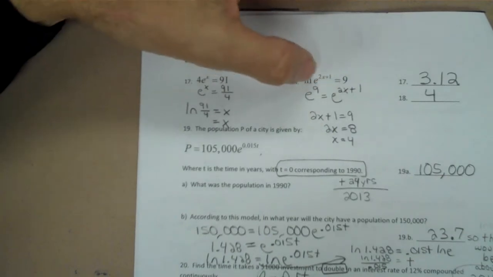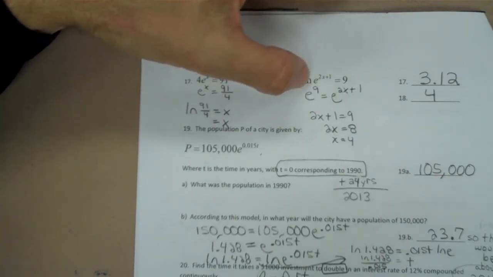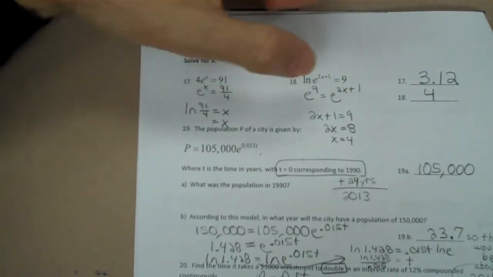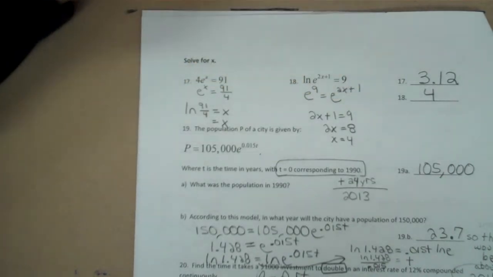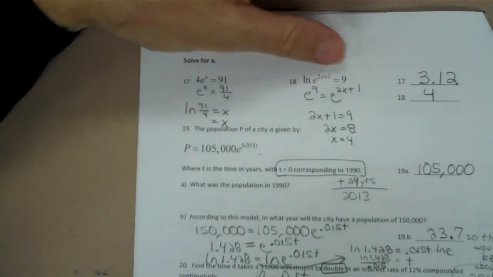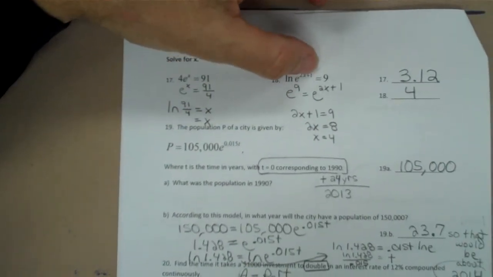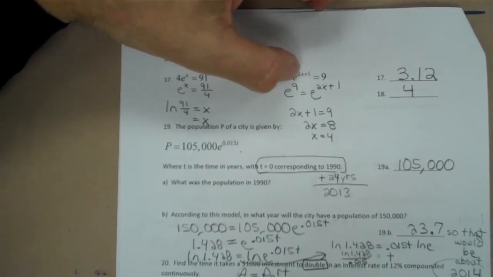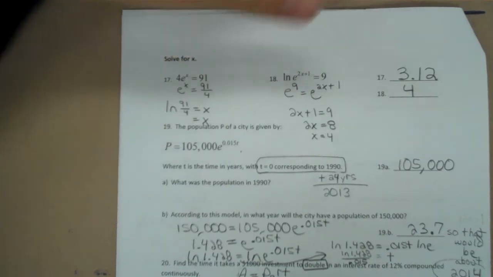I changed it to exponential form, but I didn't have to do that. So I did e raised to the 9 equals e raised to the 2x plus 1. Now the exponents, you can set them equal, and you should get x equals 4. I guess the other way I could have done that is to put the 2x plus 1 in front, and then natural log of e would have become 1, and then I would have been able to proceed from there.